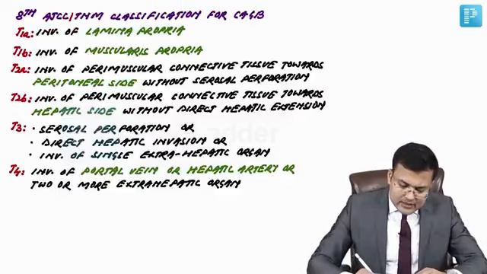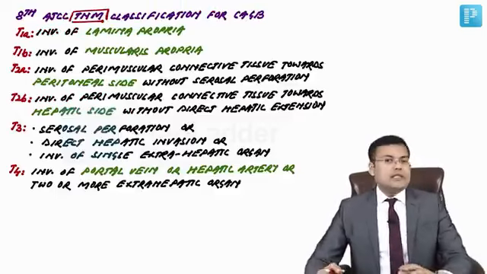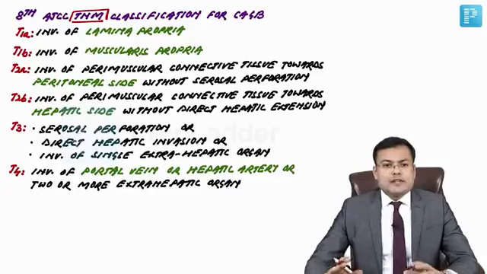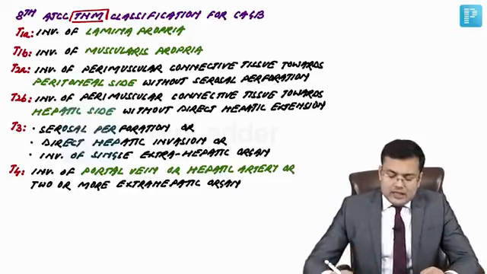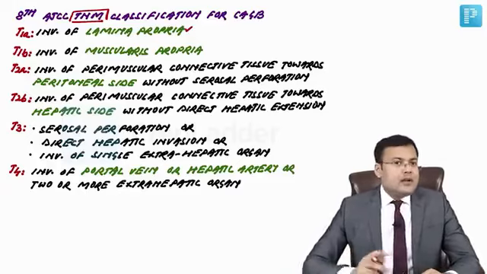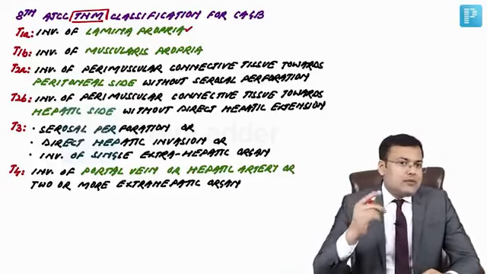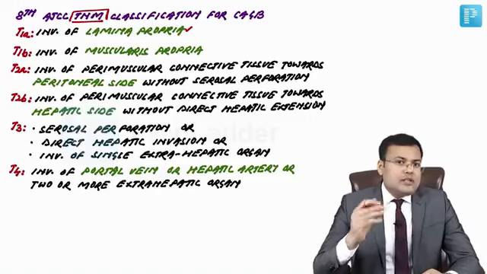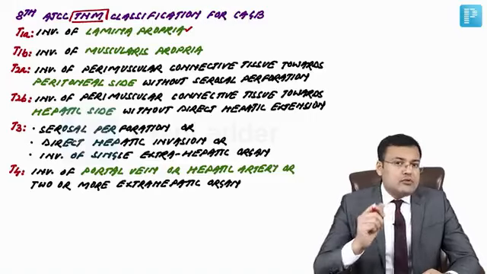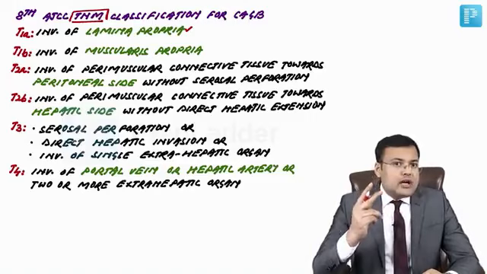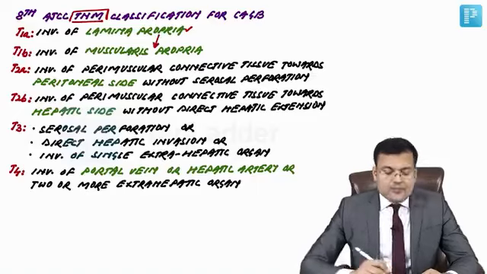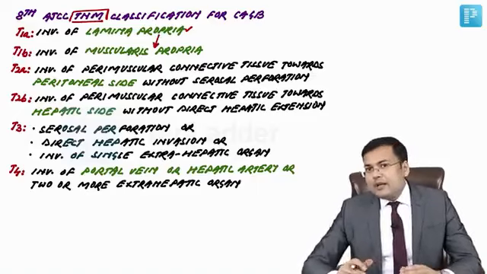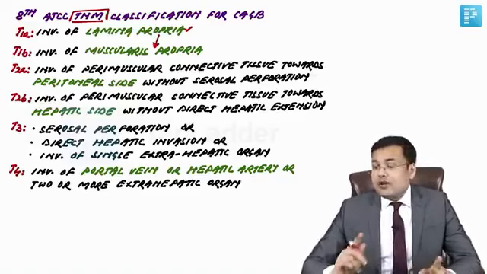So see, 8th AJCC TNM classification for carcinoma gallbladder. First, T staging. So what is T1A? There is involvement of lamina propria. And just below lamina propria there is muscularis mucosa. Just below muscularis mucosa there is submucosa. But muscularis mucosa and submucosa are absent in gallbladder. That's why from T1A to T1B, we are jumping from lamina propria to muscularis propria, you have to remember.